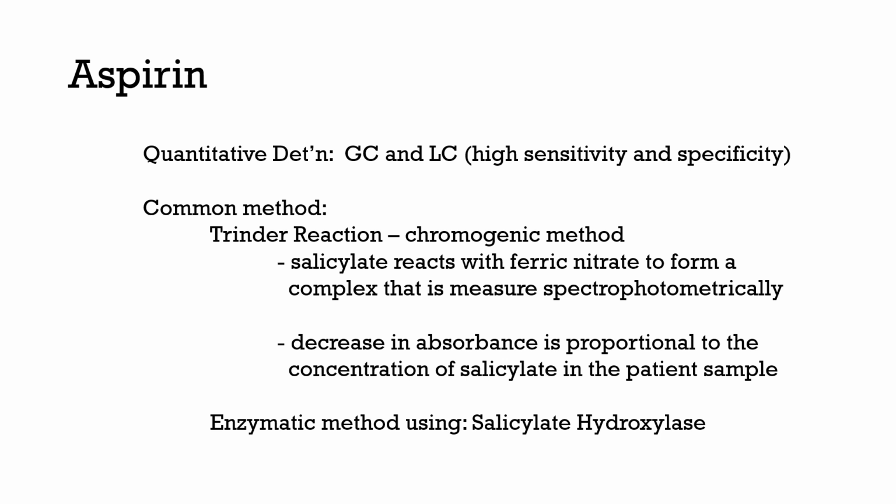Quantitative determination can be done through gas chromatography or liquid chromatography, which is high in specificity and sensitivity. A common method would be through the Trinder reaction. It's a chromogenic method wherein the salicylate reacts with the ferric nitrate to form a complex that is measured spectrophotometrically. A decrease in absorbance proportional to the concentration of salicylate in the patient sample should be observed, and the enzymatic method would use the salicylate hydroxylase.